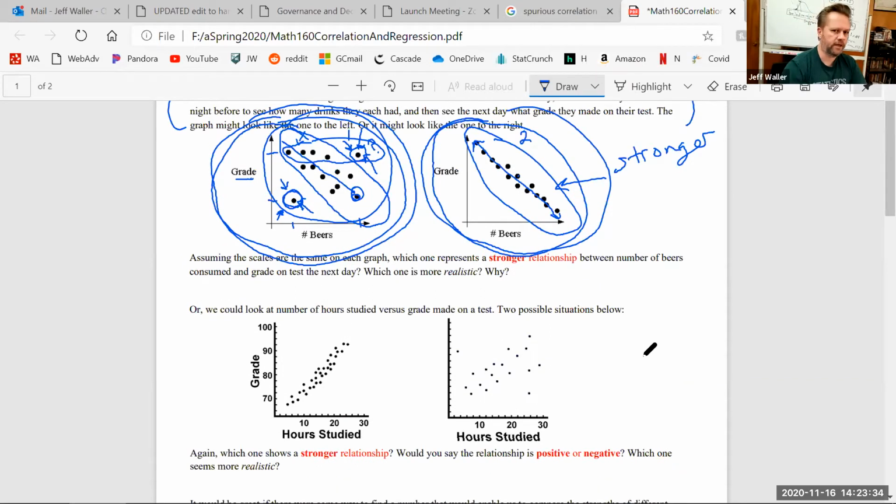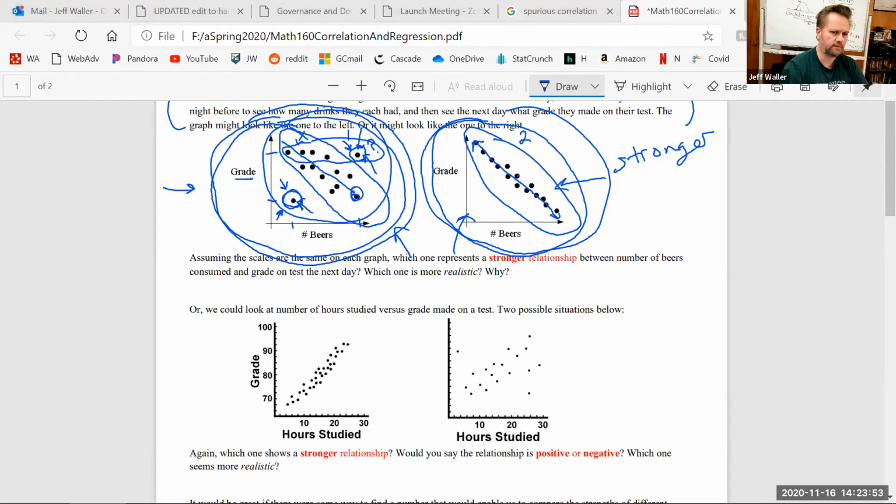Okay. So everybody with me? And let me ask you one more question. Would you say that this correlation is positive or negative? Both of these. Is it a positive correlation or a negative correlation? Negative. Yes, because the slope is negative. There's a downward trend.